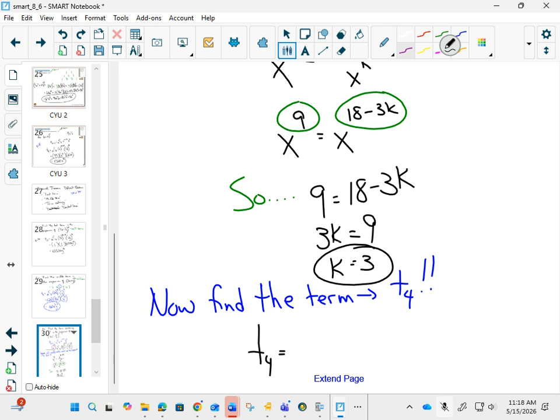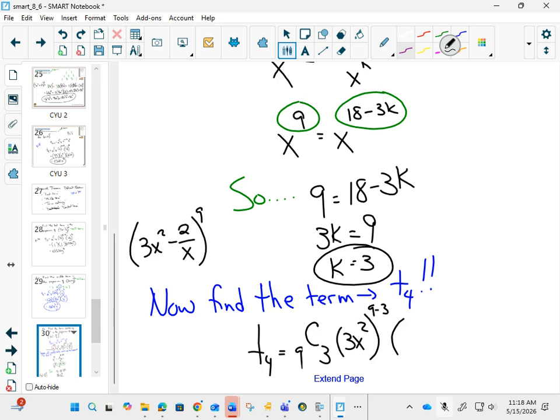If you go back, I'll just rewrite the thing here. It was 3x squared minus 2 over x. This was our original equation. It had 10 terms. You could have found all 10 of them and simplified all 10. But we know the answer is supposed to be term 4. If I want to find term 4, then I would have 9 choose, what's k? 3. My first term is 3x squared to the 9 minus 3. And my second term was negative 2 over x to the 3.